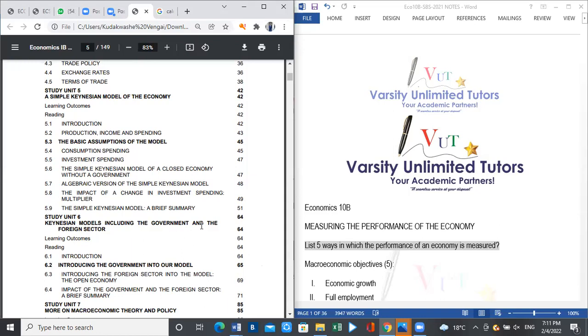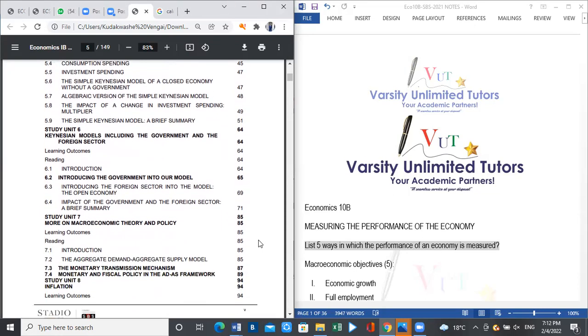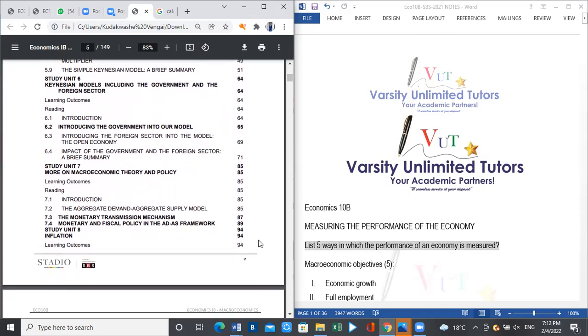The Keynesian model of the economy. So the Keynesian model of the economy basically will be dealing with the various propositions that were propounded by a certain man called John Maynard Keynes, who propounded theories in relation to how the economy functions and the conclusions that we draw from that in relation to the modern day economies. Then we'll also be looking at unit 6, which looks at the Keynesian models with various sectors, that is the government sector and the foreign sector.